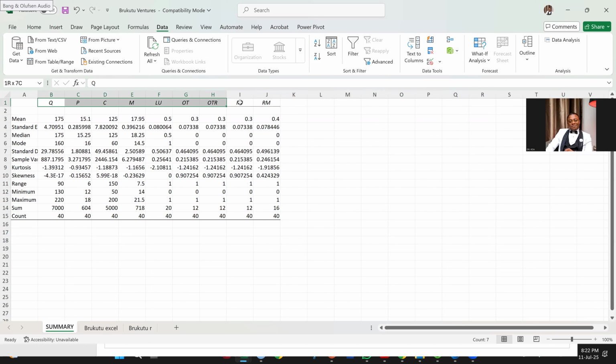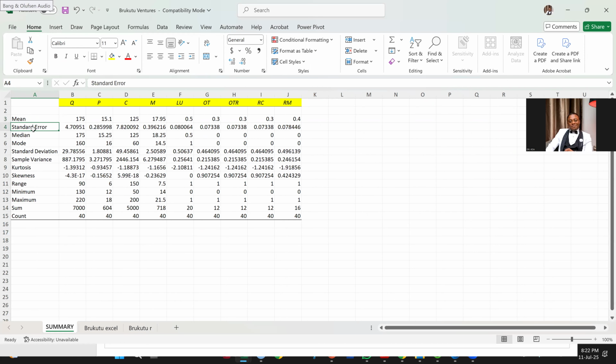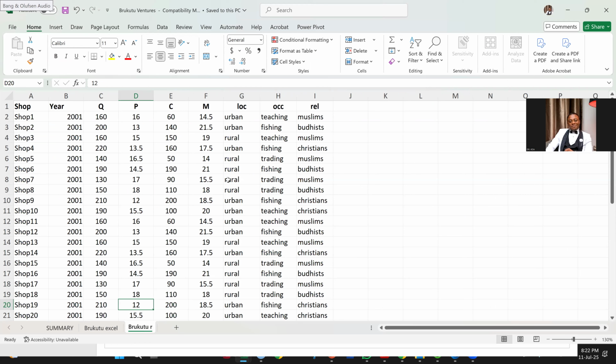So for each variable, you will get the mean. For this variable, you have the mean. For this variable, you have the standard error, the median, the mode, and all of that, which you should learn how to interpret. Okay. I told you I'll give you just one group assignment. It will help you in all of this. Okay, but what we are interested in is this one.